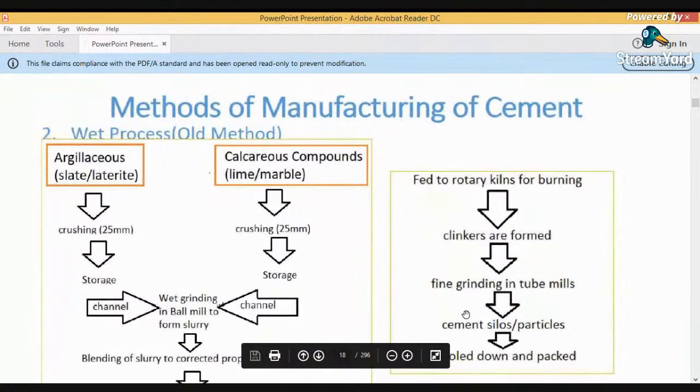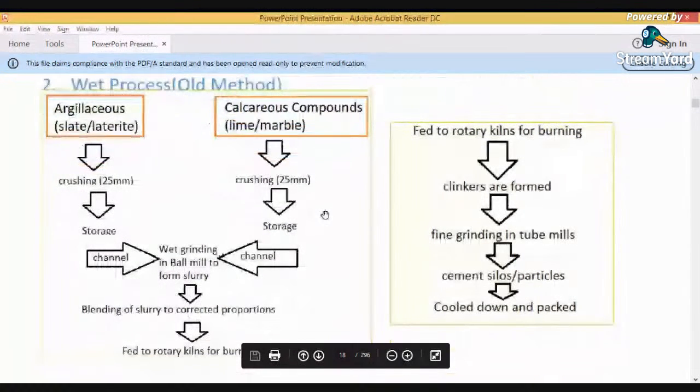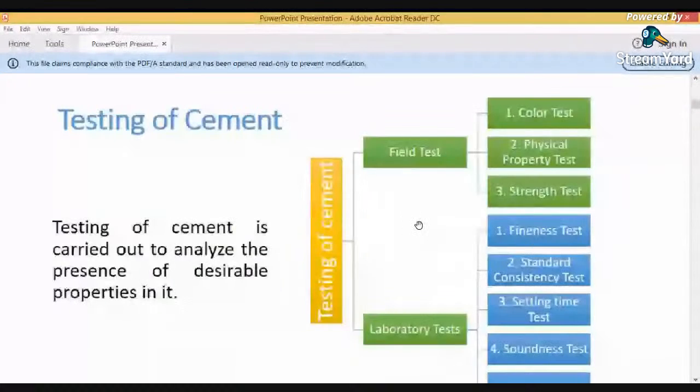So these are the two methods by which you can prepare or manufacture cement: the dry method and the wet process method, which you can discuss through this diagram. Then today we are going to discuss the testing of the cement.